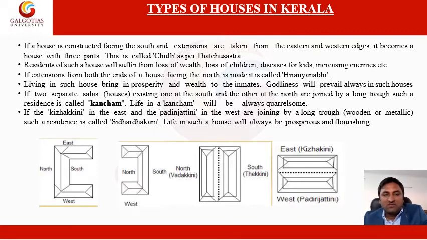So basically, these two slides mention what the orientation of houses should be. If a house is facing towards east and north, it will be good for the residents. And if two salas are adjoining, it must be adjoining like that: one facing east and another one facing, sorry, west.